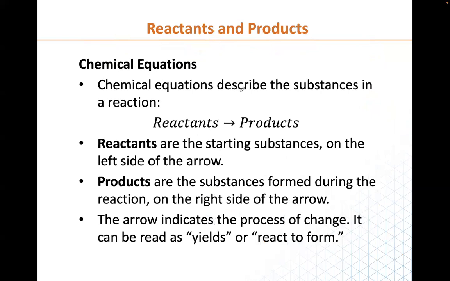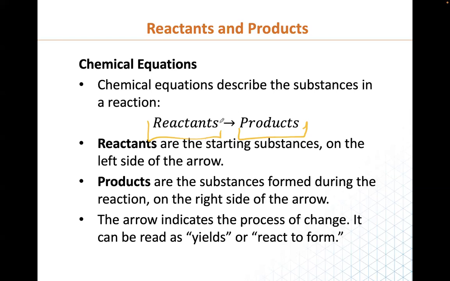A chemical equation describes the substances in a reaction. What does that mean? When there is a chemical reaction, we have a reactant that forms a what? A product. So reactants are the starting substances on the left side of the arrow, while the products are the substances formed during the reaction, on the right side of the arrow. So the arrow indicates the process of change.